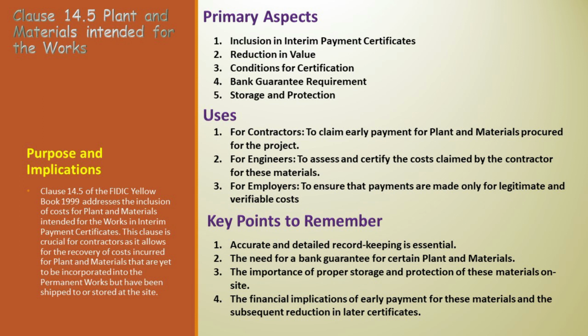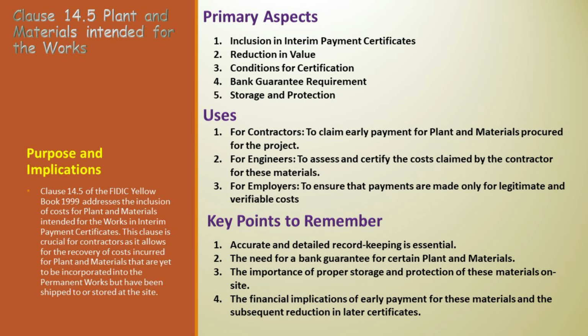Primary aspects. Subclause 14.5 is activated under specific conditions. It revolves around the inclusion of costs for plant and materials that are sent to the site but not yet incorporated into the permanent works. The clause outlines two critical aspects. Inclusion in payment certificates. The interim payment certificates, under subclause 14.3, should include an amount for these plant and materials. Reduction upon incorporation. Once these elements become part of the permanent works, their value is deducted from subsequent certificates.